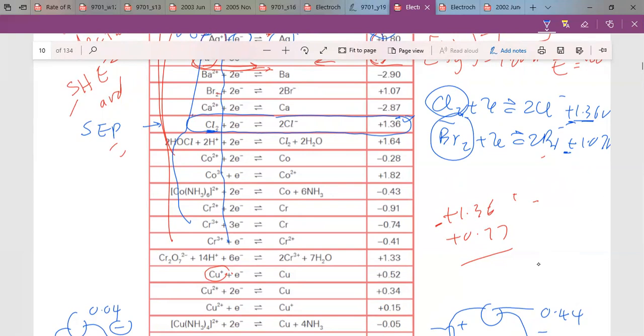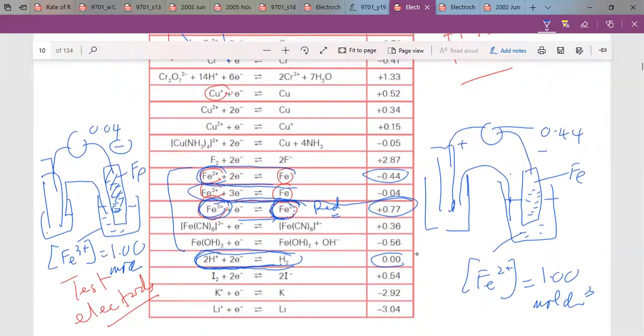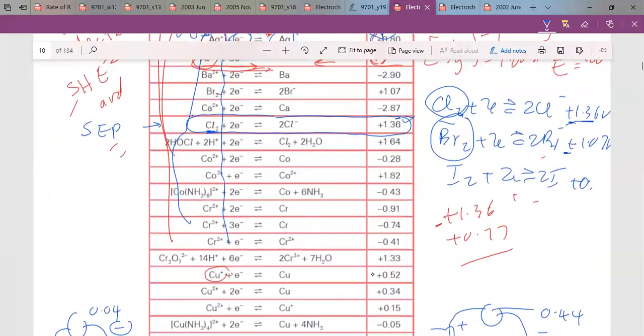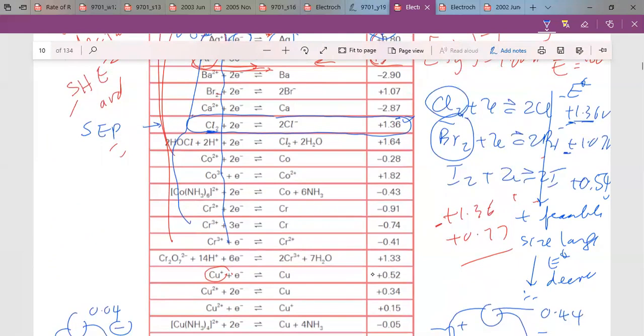Normally they ask you these three. Iodine here: I2 plus two electrons gives you 2I minus, plus 0.54. This is important. So you can see that as the E naught values go down, they're all positive, that means it is feasible. The size decreases going down, the E naught decreases. It means oxidizing power decreases down the group.